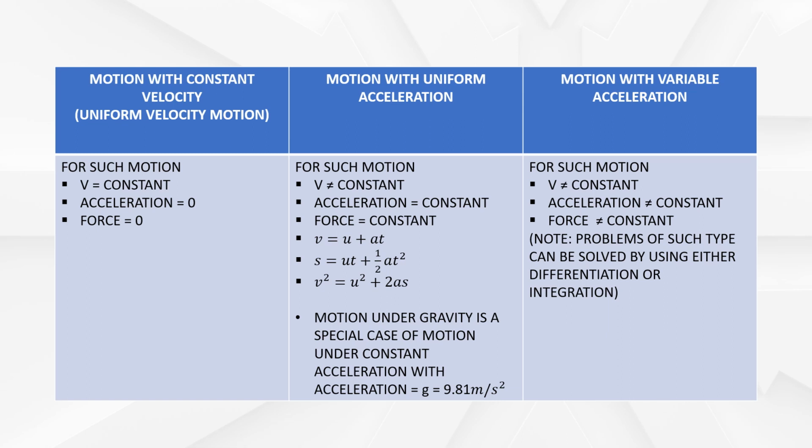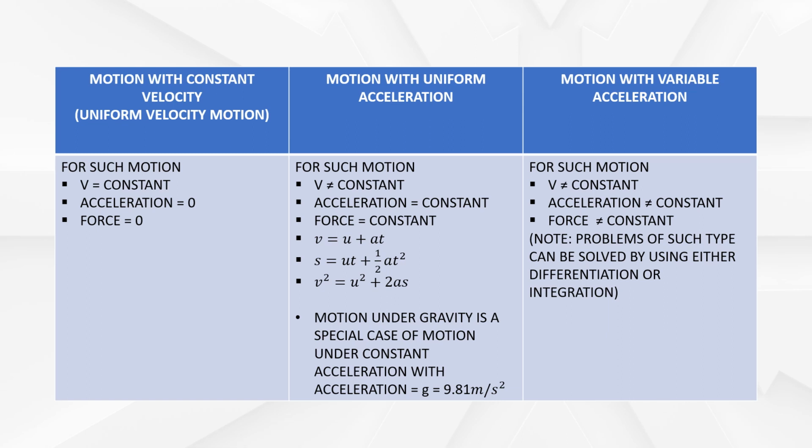The third type of rectilinear motion is rectilinear motion under variable acceleration. Now in such a case, velocity is not constant, it is variable. Acceleration is also not constant, it is variable. And as such, force is also not constant, it is also variable. The problems of such type can be solved either by using the method of differentiation or the method of integration.